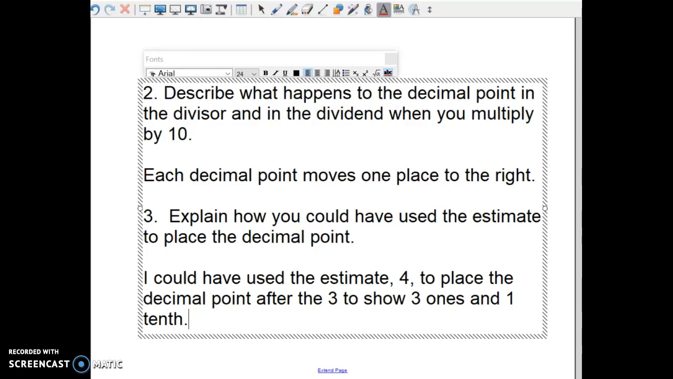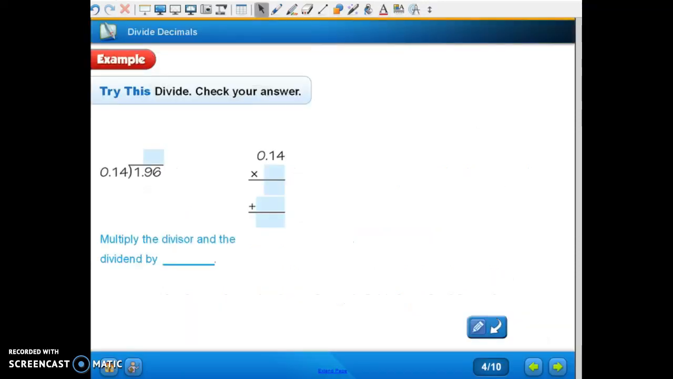On number 2, the describe on page 2, middle of 224, the thing they want you to do is describe what happens to a decimal point in the divisor and in the dividend when you multiply by 10. So each decimal point moves one place to the right. And then question number 3, explain how you could have used the estimate to place the decimal point. I could have used the estimate 4 to place the decimal point after the 3 to show 3 ones and 1/10.